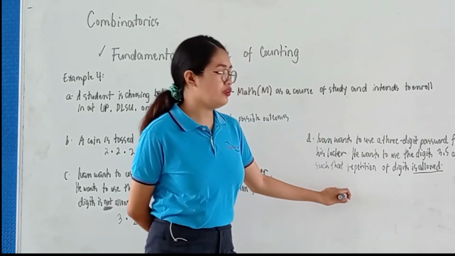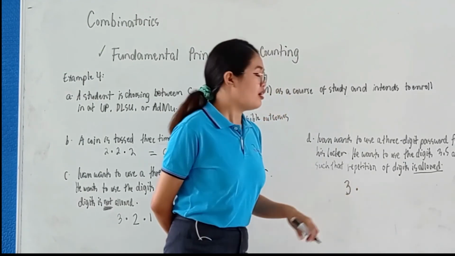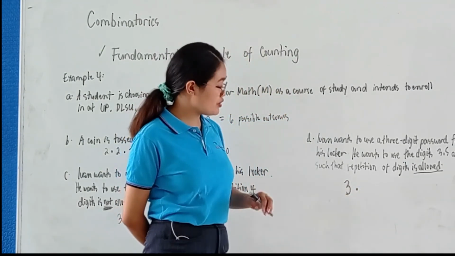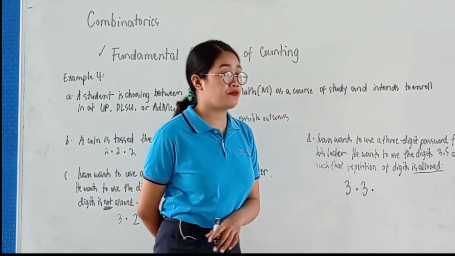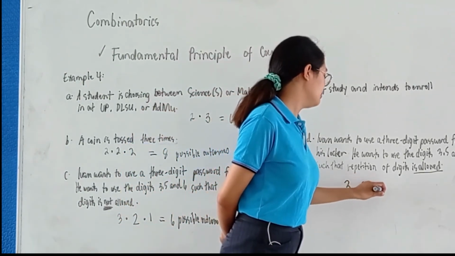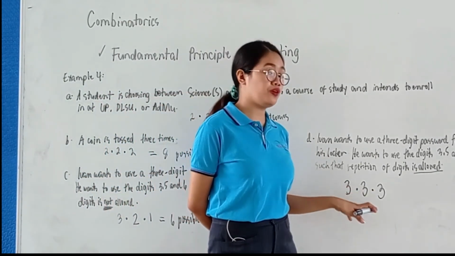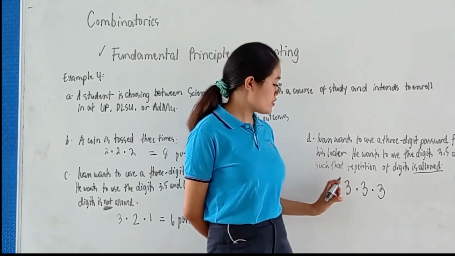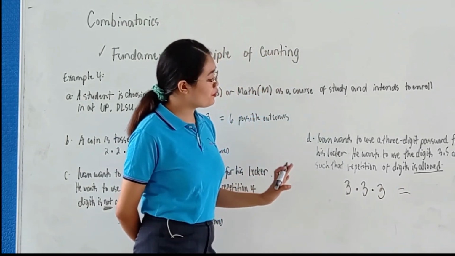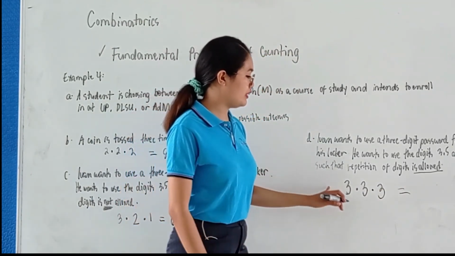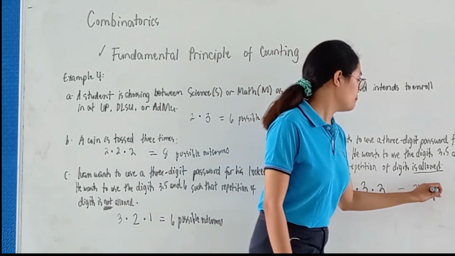For our first position, we have 3 options, either 3, 5, or 6. For our second position, since the digit chosen in the first position can be repeated, we still have 3 options for this position. And lastly, still 3 options for the third position, since the digits in the first and second position are allowed to be repeated. Getting the product of these possible outcomes, we have 3 times 3 is 9, times 3 equals 27 possible outcomes.